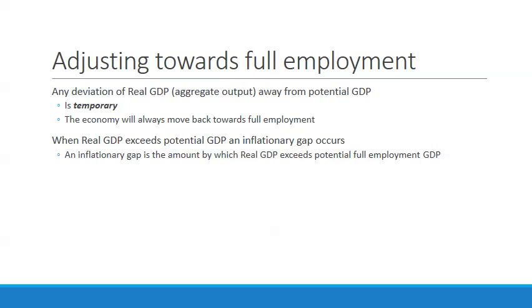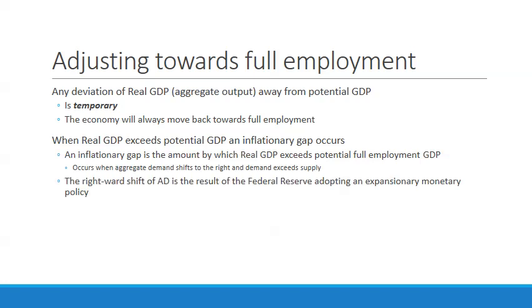So it creates a gap between basically the potential, in other words, full employment, and then real has risen above that. So it's created a gap, and because it's an inflationary gap, it's a gap caused by a price increase. So inflationary gaps occur because of shifts in aggregate demand to the right. Okay, so an inflationary gap is an increase in price levels. So it's a rightward shift of aggregate demand. So it occurs when aggregate demand shifts to the right and demand exceeds supply. So there's a shortage within the market.